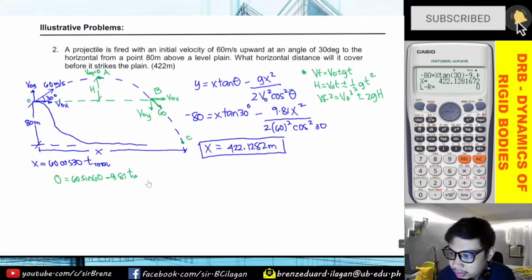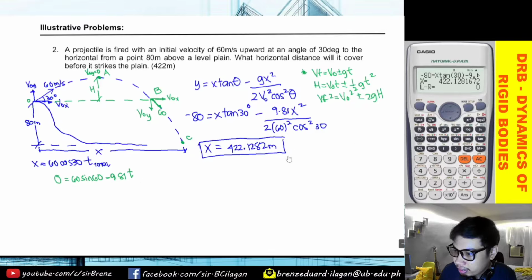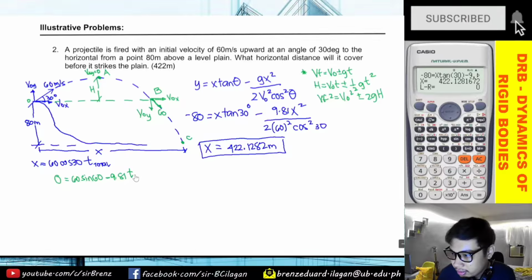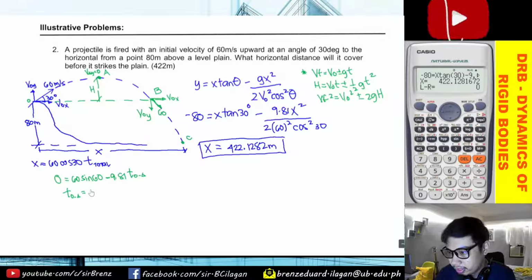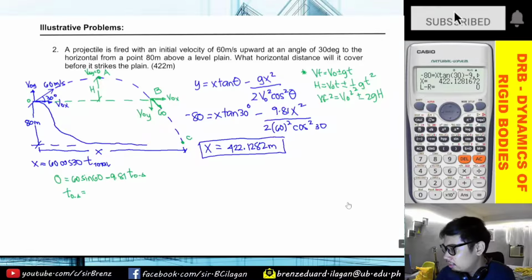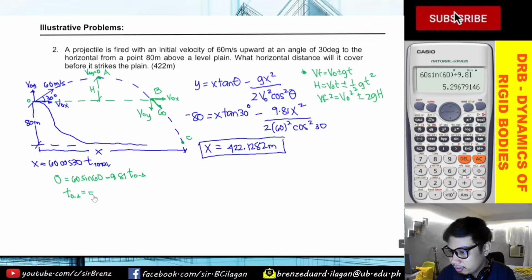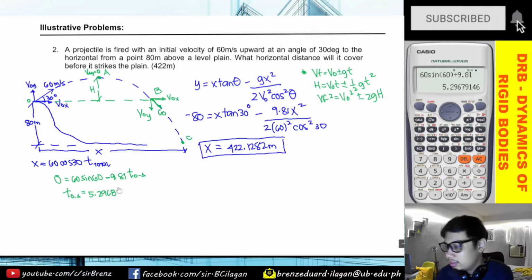So sigurado ko ito ng O. So TOA. Or this is the time required to reach the maximum height coming from the point O, o yung reference point natin. So TOA. Ayan. So with that, may mahanap tayong value ng TOA from point O to A as, so 60 sine 60 divided by 9.81, so that is 5.2968. So that is in seconds.